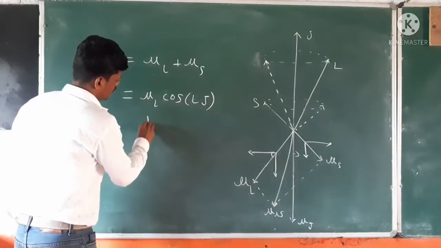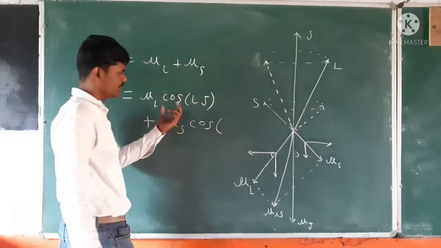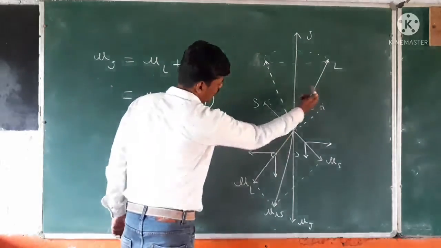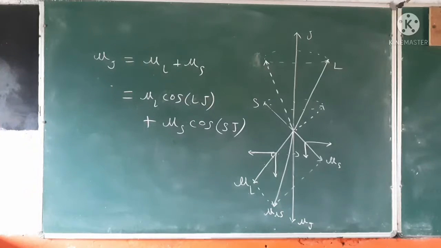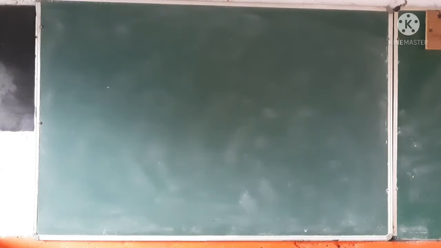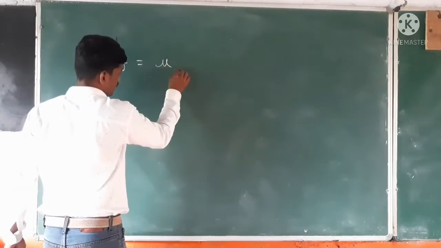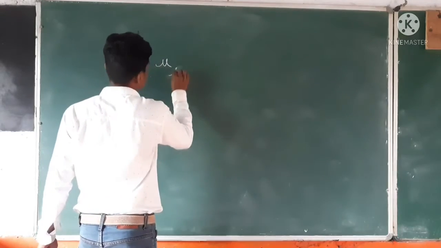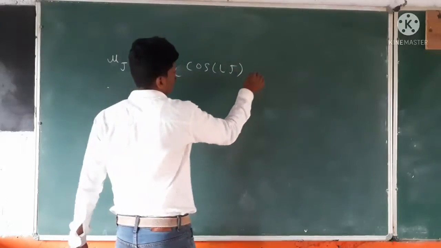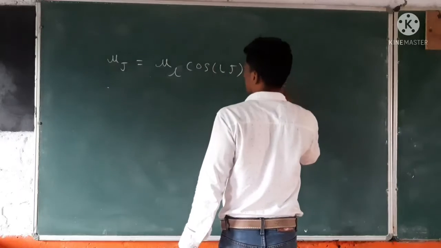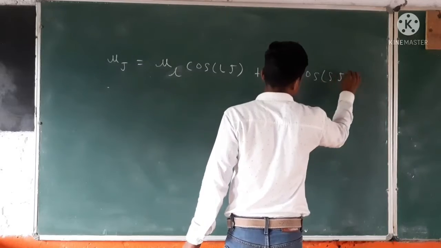Now we have to do the same for mu S. We know the cos of the angle between L and J. Here it is L and J, and this one is between S and J. So we know mu J is the vector component of mu L along cos LJ, plus the vector component of mu S and the angle between S and J.